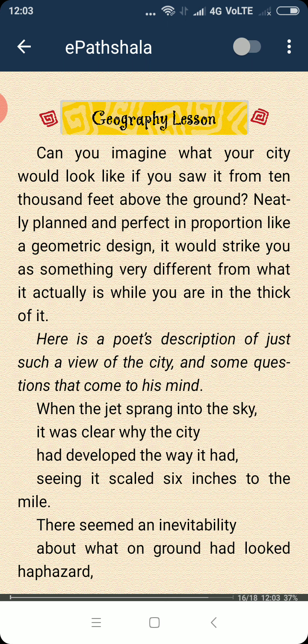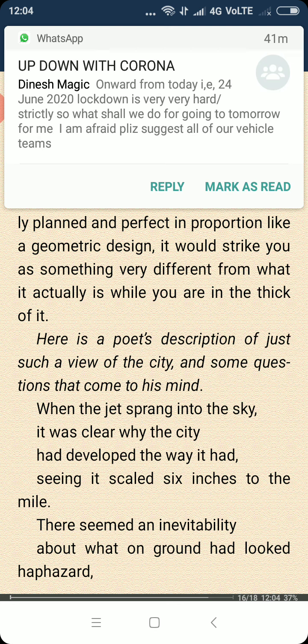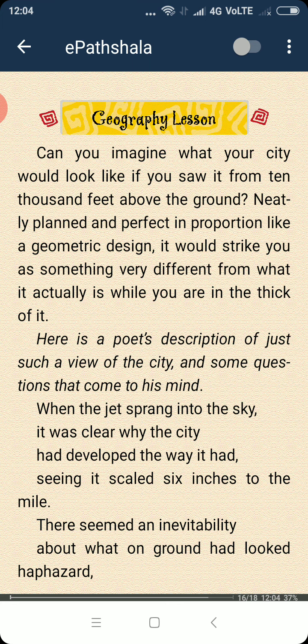When the jet sprang into the sky, when the jet moved suddenly and at a great height, it was clear why the city had developed the way it had. Now, when you are on the ground, you see the cities, you see certain development of the cities, you see the constructions, and you don't know the reason why it is done that way. But when you go up in the sky, yes, there is a reason behind.